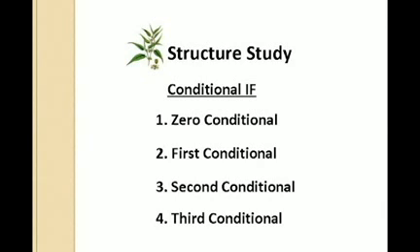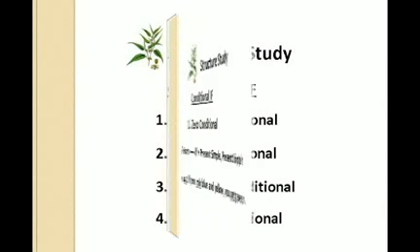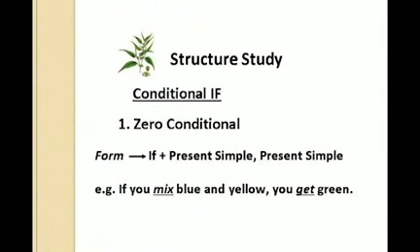You use conditional clauses to talk about a situation and its possible results. Conditional clauses normally begin with if. A conditional clause needs a main clause to make a complete sentence. The conditional clause can come before or after the main clause. Okay, let's study the 4 types of conditional.